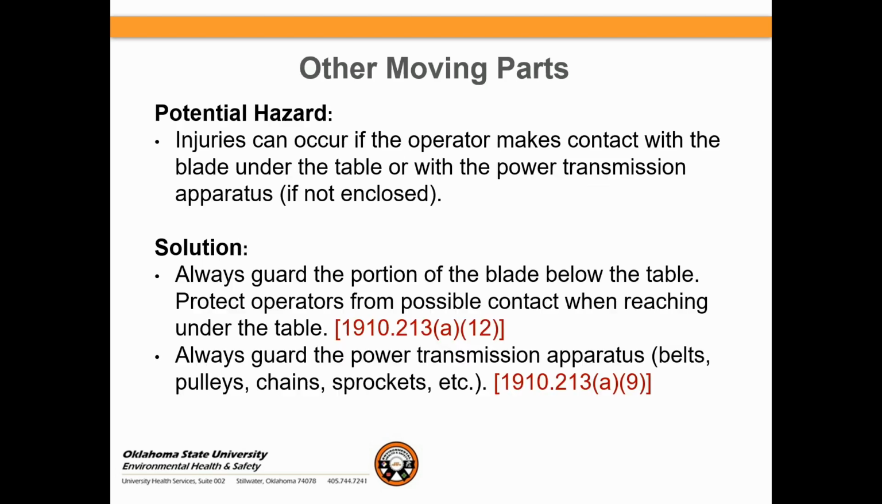Let's go into the next part right here. Other moving parts talk about potential hazards. If the operator makes contact with the blade beneath the table or with the power transmission apparatus, if it's not enclosed, you're going to do what? You're going to feel some type of either shock, electrocution, or whatever that particular situation may be. The solution: always guard the portion of the blade below the table. Protect operators from possible contact when reaching underneath the table. And the other thing too is always guard the power transmission apparatus. Belts, pulleys, chains, and sprockets are just some basic examples of moving parts to look for.